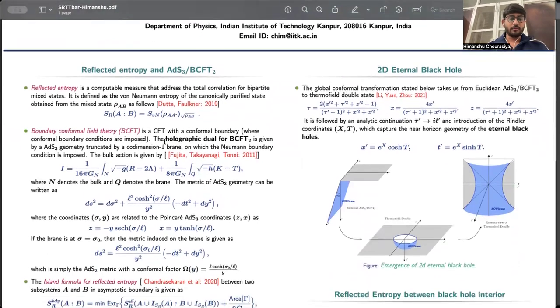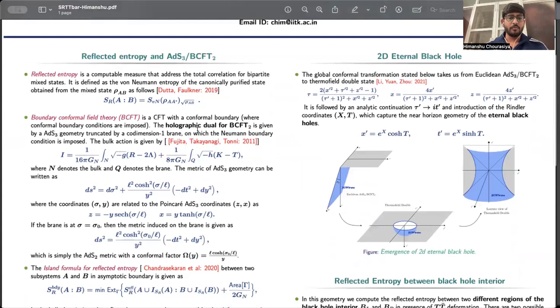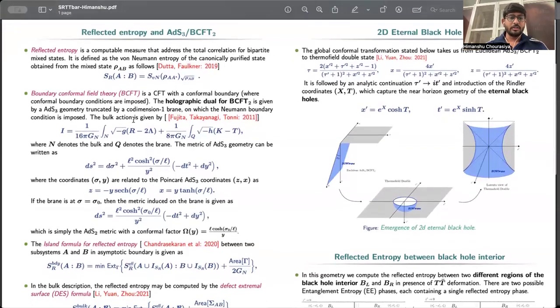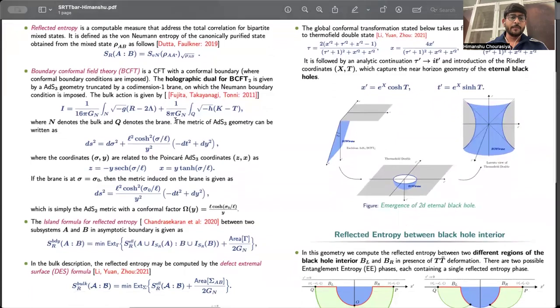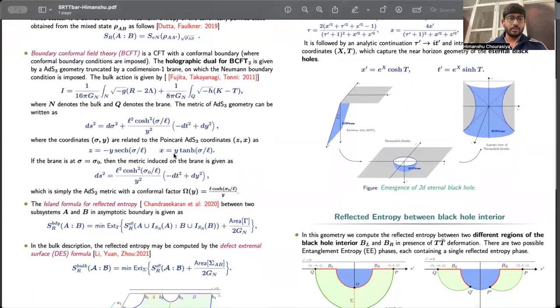The boundary conformal field theory is a CFT with a conformal boundary, and the holographic dual of this BCFT is given by the usual AdS3 geometry truncated by a codimension-1 brane, where we apply the Neumann boundary condition. The bulk action is given according to this equation. And the metric of the AdS3 geometry is given by this equation, where the sigma and y coordinates are related to the usual Poincare coordinates according to this equation.